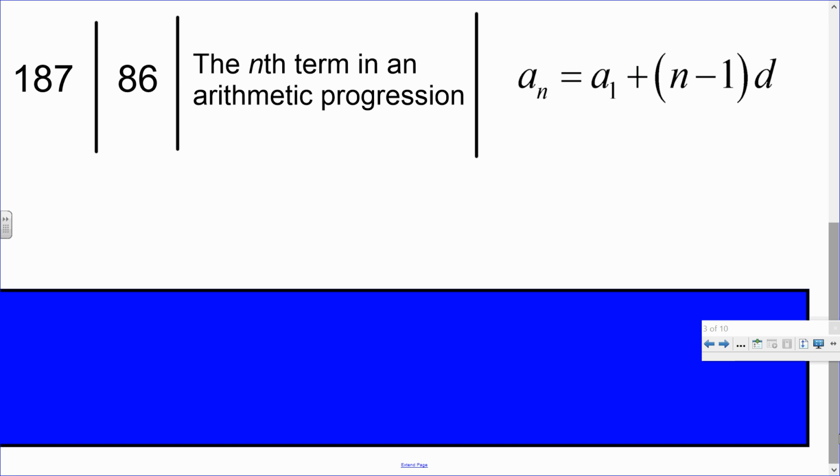So when I use the formula, you're going to be saying things like A11 is A1 plus 10D. A52 is A1 plus 51D. And you'll be writing that down a lot as you work your way through different problems, depending on which term number you are talking about.